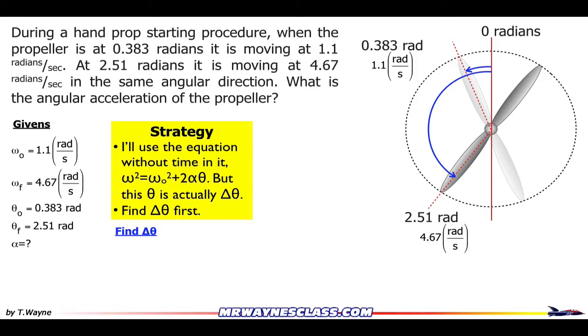To find the change in the angle, I need the final angle minus the initial angle. So 2.51 minus 0.383 radians gives me 2.127 radians. So that's the theta that's going to be used in the formula.